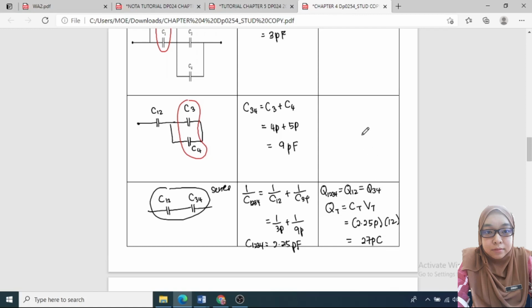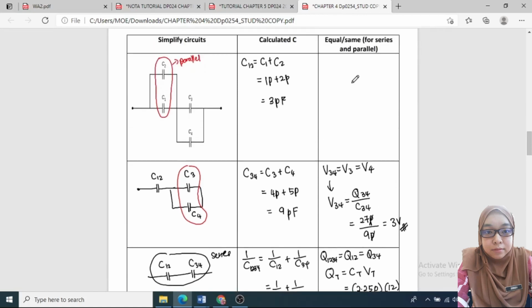And then we go to the lower side. 3, 4 is parallel. So V34 equal to V3 equal to V4. So we calculate V34 is equal to Q34 divided by C34. So Q34 is 27 pico divided by C34 is 9 pico, so 27 divided by 9 equal to 3 volt.